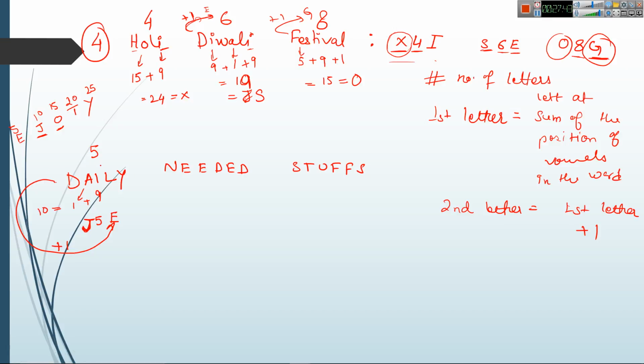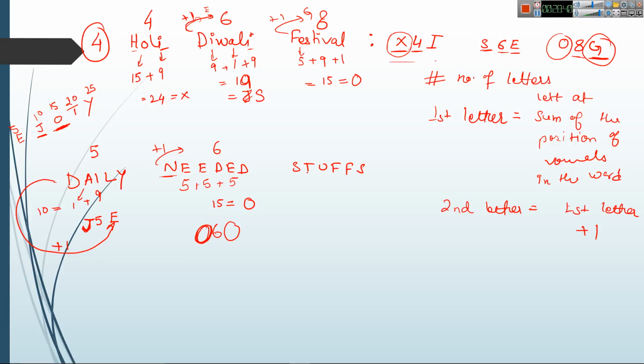Now we move to needed. We will do the sum of the positions of the word's vowels. E is 5, again E is 5. There are 3 E's. When we add we get 15. So the letter at the 15th position in the alphabet is O. And the number of letters in the word needed is 6. So we write 6, and the letter just before 6 is O, and the letter just after 6 will be the first letter N plus 1, which is also O. So the code for needed will be O6O.